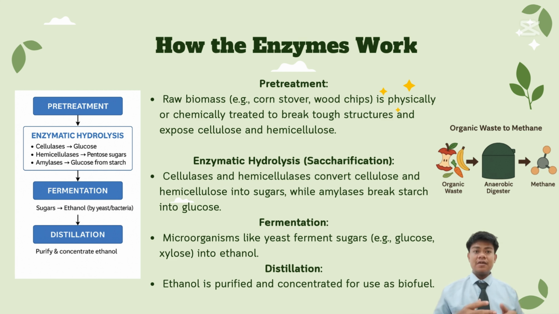The third step is fermentation. The simple sugar produced is then fermented by microorganisms like yeast. These microbes convert the sugar into ethanol, a renewable biofuel. And the last step is distillation. Finally, ethanol is purified and concentrated so it can be used as fuel. For example, it can be blended into gasoline.